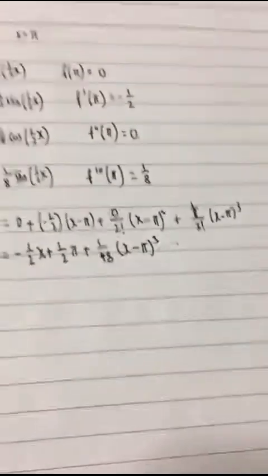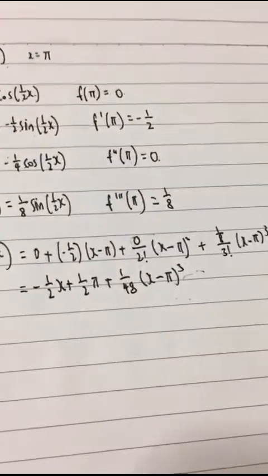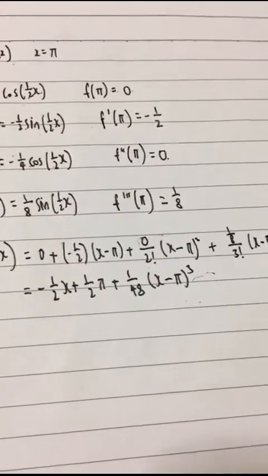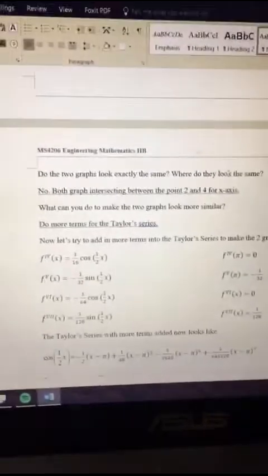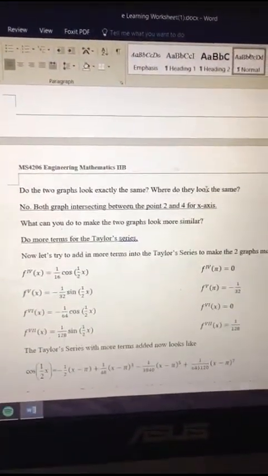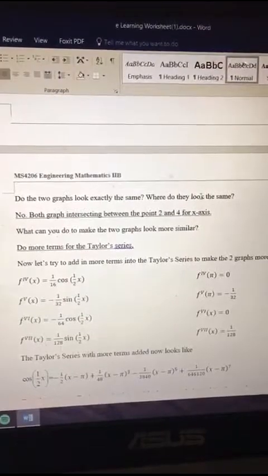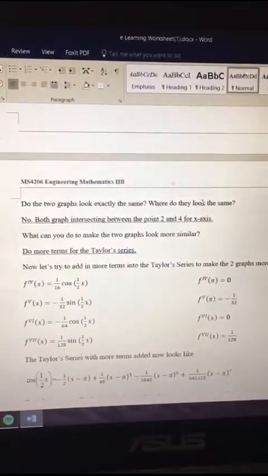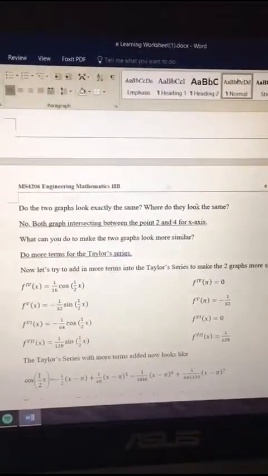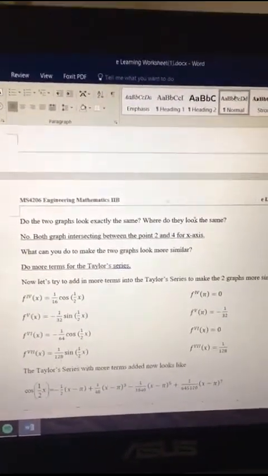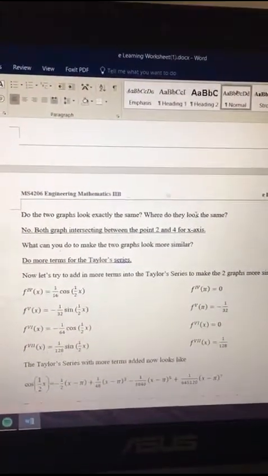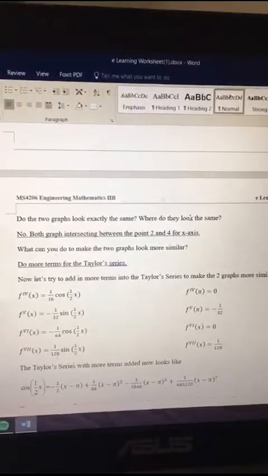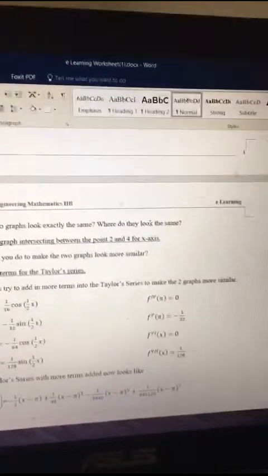After that, I put this in the graph website. The first question is: do the graphs look exactly the same, and why or why not? I write no. Both graphs intersect between the points 2 and 4 of the x-axis. So it doesn't look the same because of the lack of Taylor series terms. They need more Taylor series terms in order to become more similar.